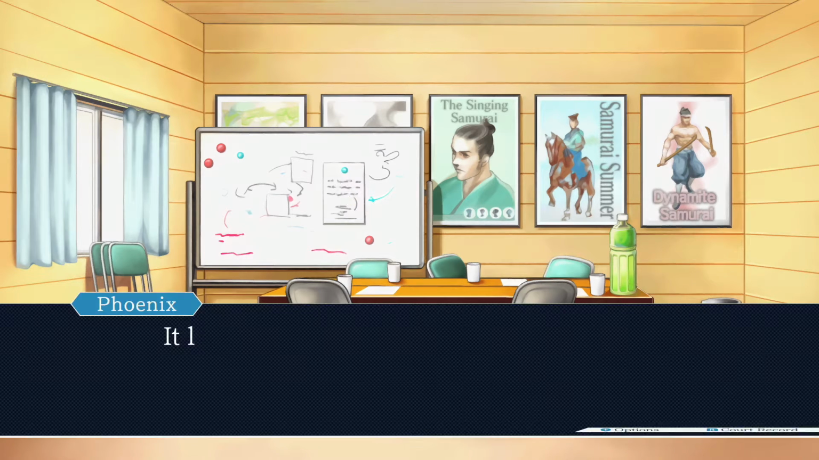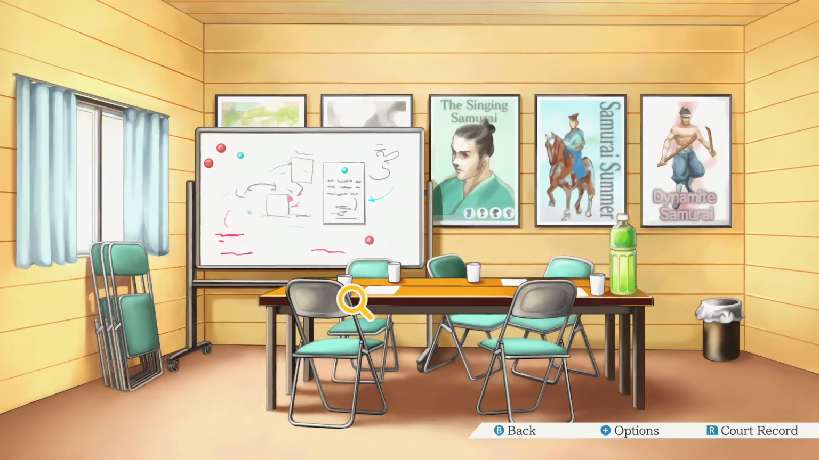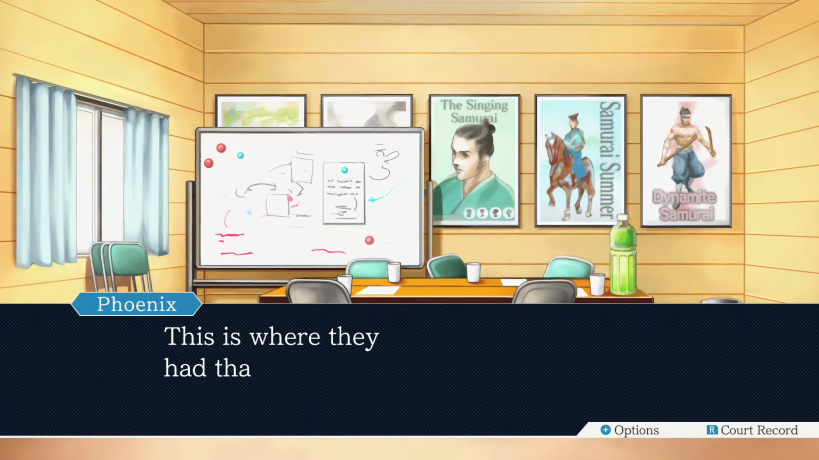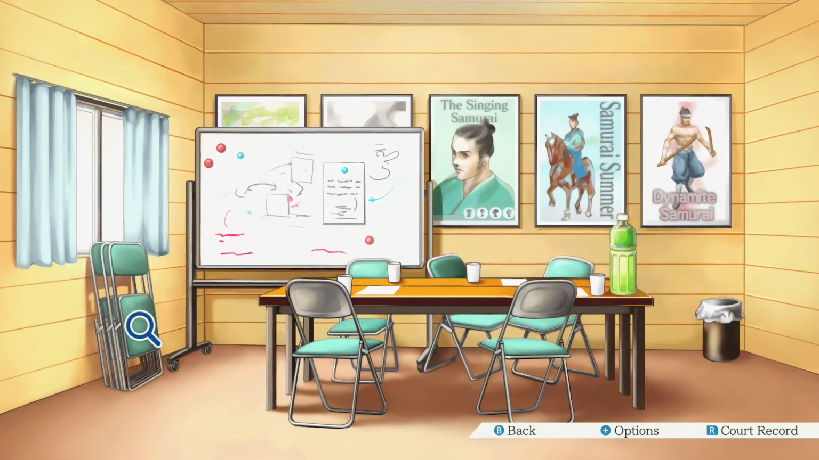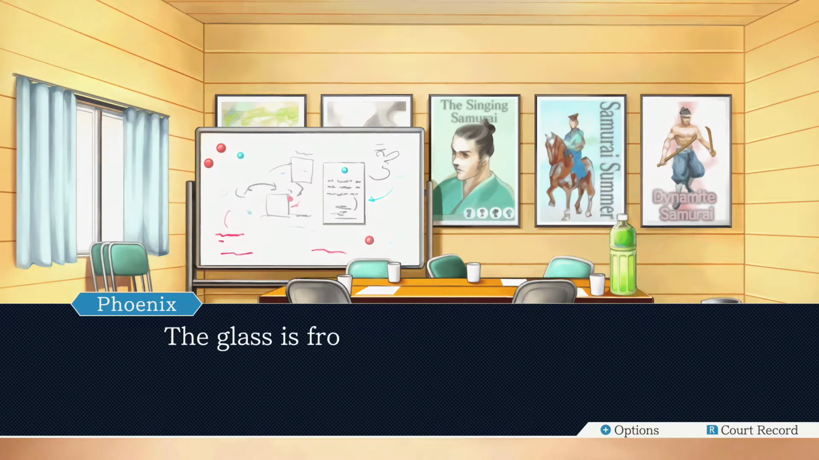Oh my god. Looks like they were designing the set to use for the Steel Samurai show. Hold on, I'm gonna turn my air conditioning on. It is hot as shit. I'm back and it's still hot as shit. Okay. This is where they had that meeting about the porno version of Steel Samurai. Wow. Childhood is not sacred.